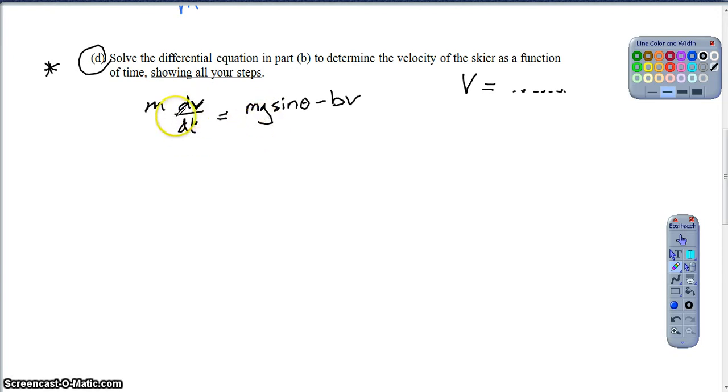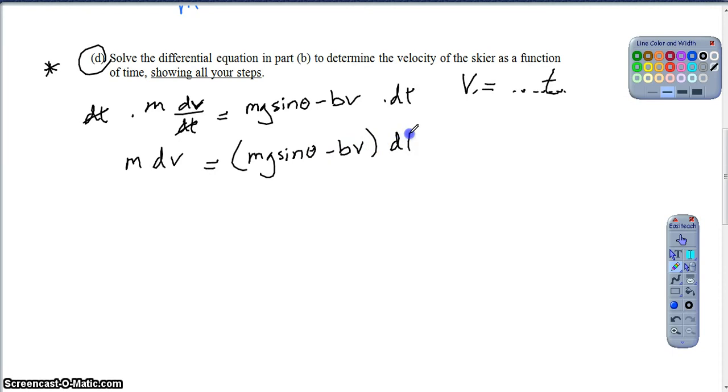The first is I need to separate dv and dt, because I want to integrate one side with respect to the velocity so that it gives me my velocity function, and I want to integrate the other side with respect to time so that it ends up having something in terms of t. So the first thing I'm going to do, and it's a relatively easy step here, is just multiply both sides by dt. These are separate values, so I can just multiply both sides by dt, and obviously that cancels the dt out on the left hand side. And then on the right hand side I have this whole mess, mg sine theta minus bv, all times dt.